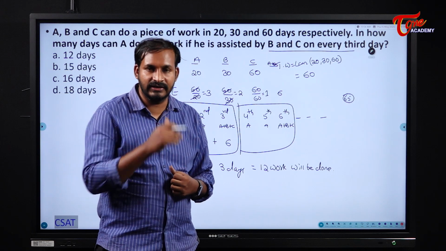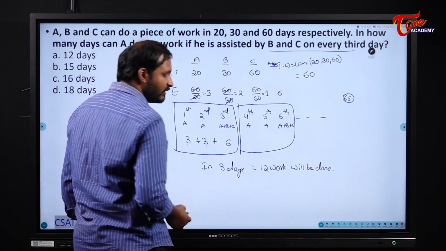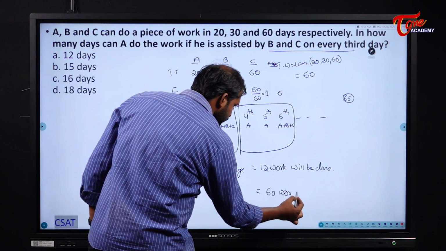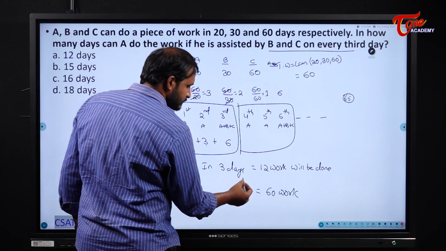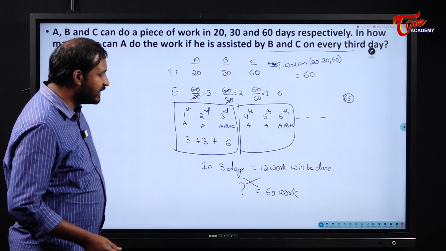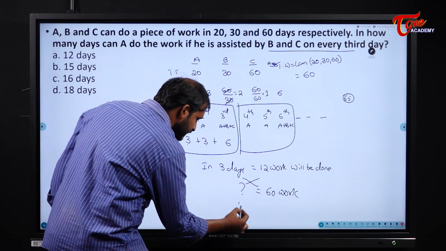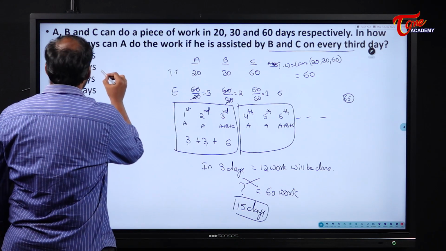Okay, we will see. In 3 days, 12 work will be done, right? So how much work is in total? 60 work. So 60 work will be finished in how many days? Cross multiplied. In 3 days, 12 work will be finished, so 60 work will be finished in how many days? 15 days. So here our answer is 15 days.